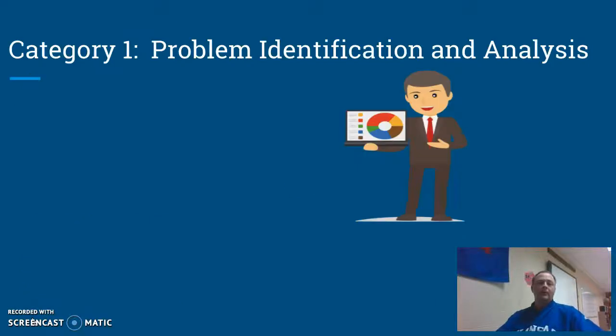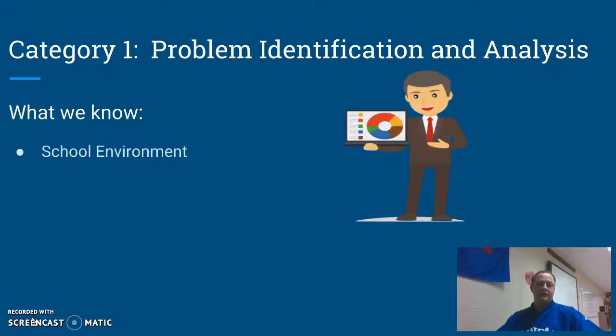So, what would I do? Well, the first thing we need to do is figure out what is the problem and analyze that problem. So what do we know? Well, the first thing we know is the school environment. We know the school in general is in good shape. We know that it has above average test scores. We know that attendance is good. And we also know that parents seem to be generally happy with what's going on.